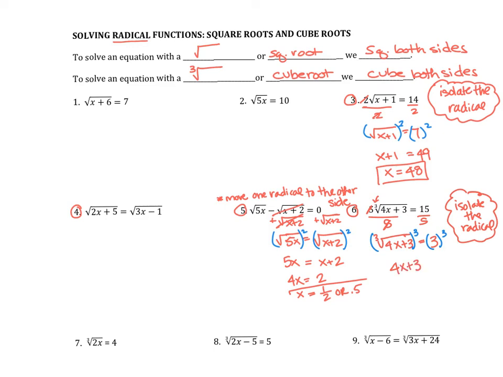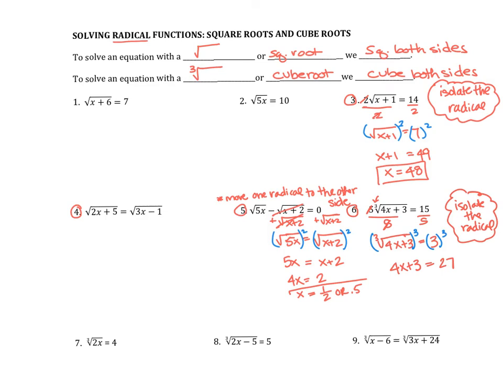Now be really careful. It's 3 cubed, not 3 squared. It's 3 times 3 times 3, so this is equal to 27, not 9. That's sometimes a common mistake that happens when you are doing these types of problems.